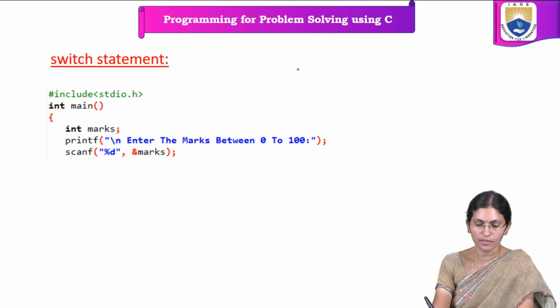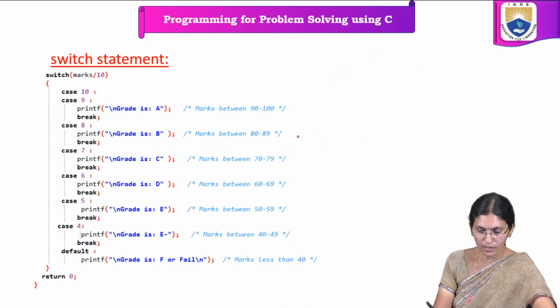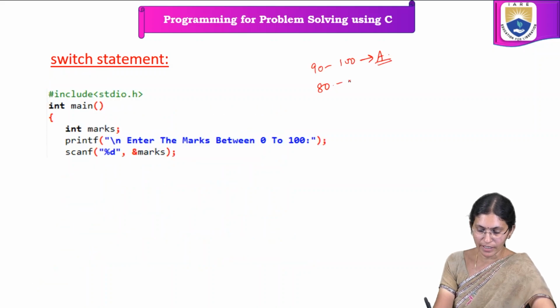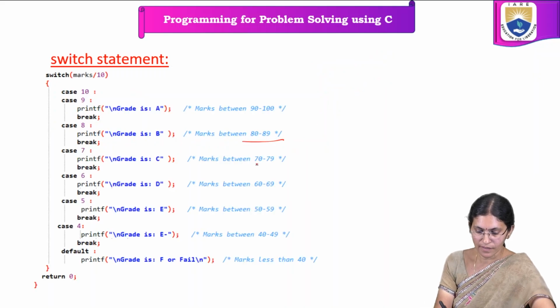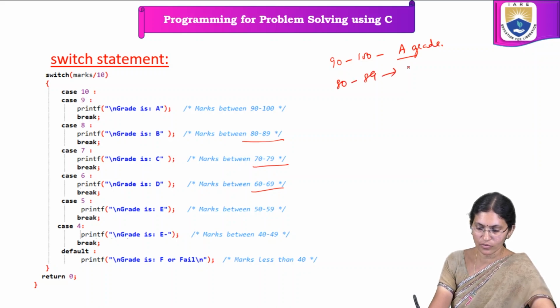Suppose a student is getting marks between 90 to 100. The statement to be printed is, he got grade A. If the marks are between 80 to 89, then B grade. Then 70 to 79, C grade. So if the marks are between 90 to 100, the student will get A grade. If the marks are between 80 to 89, he will get a B grade.